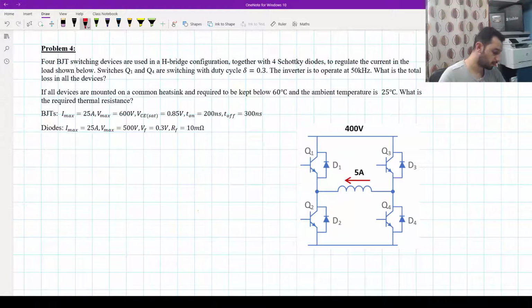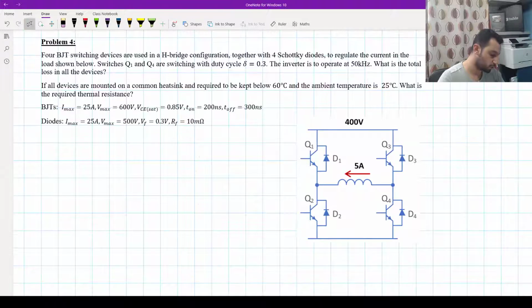Question number 4 now. 4 BJT switching devices are used in an H-bridge configuration, as in the figure here, together with 4 Schottky diodes. So we have parallel Schottky diodes. And when it says Schottky, that means the forward voltage is very small. Now to regulate the current in the load shown below, and we have now an inductive load.